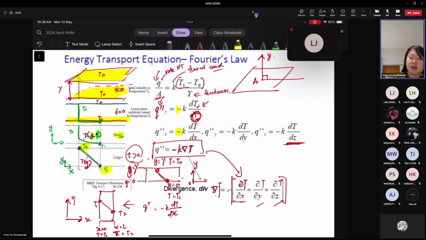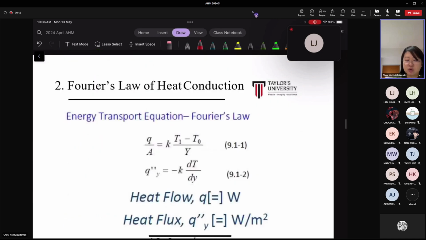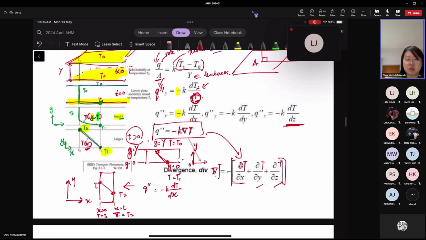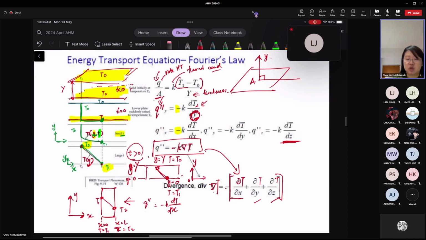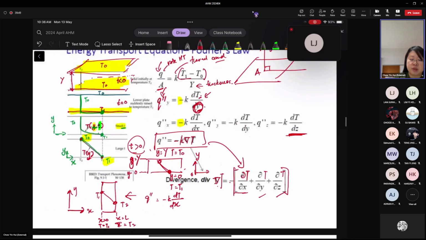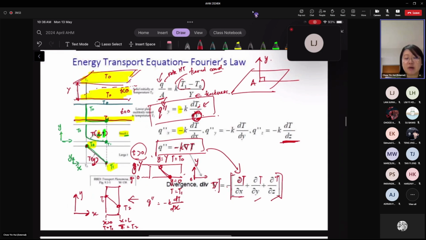Next, later we'll look at how to solve this equation. But before I proceed, any questions so far about this slide? Any questions?